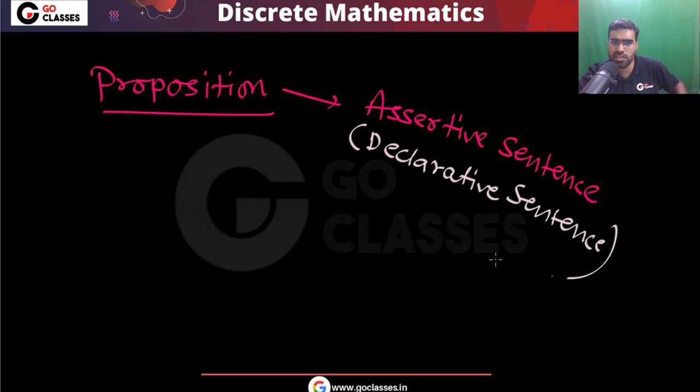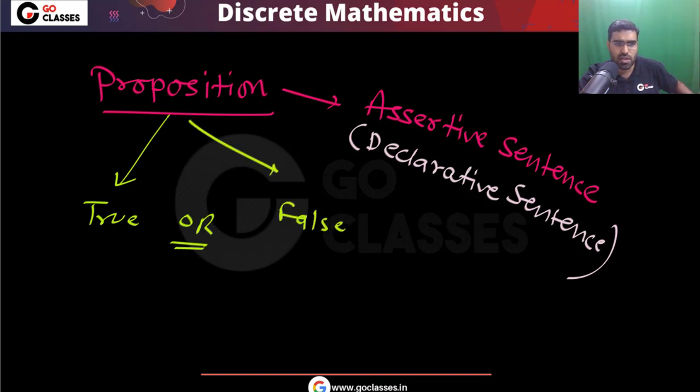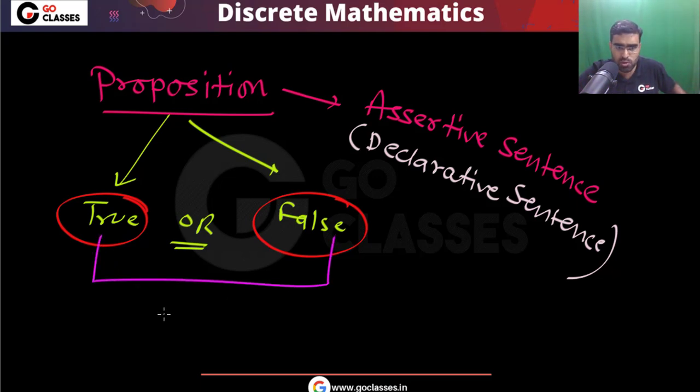So this is an assertive sentence, or I can say a declarative sentence. And to this proposition, to this statement, to this sentence, you can either assign true or you can assign false. Either it will be true or it will be false, but it cannot be both. It should not happen that at the same time when it is true, it is false also. Please understand this very carefully.